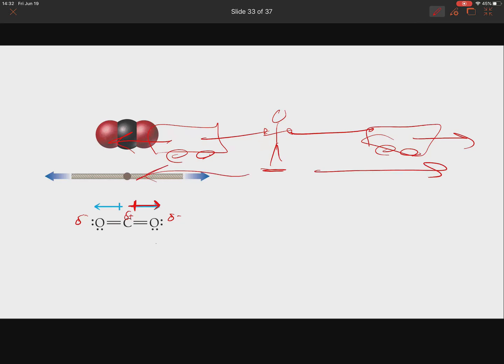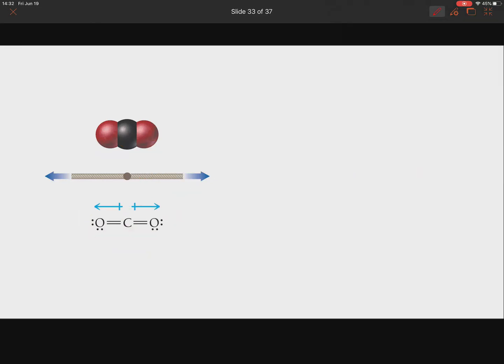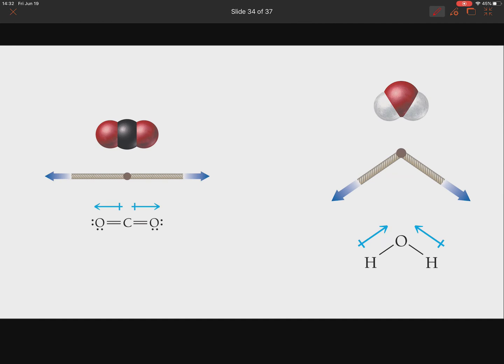The oxygen is trying to pull the electrons toward it, but so is the other oxygen. And so the electrons just get to hang out right there instead. So this is not a polar molecule because the directions cancel out. Now there are directions that don't cancel out.